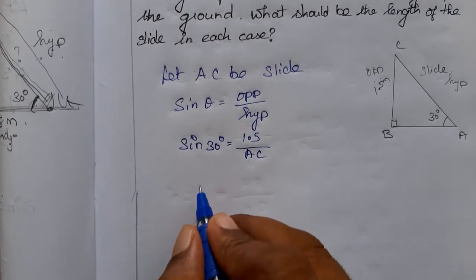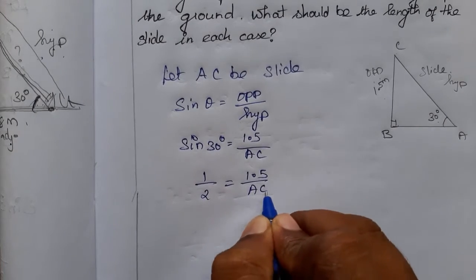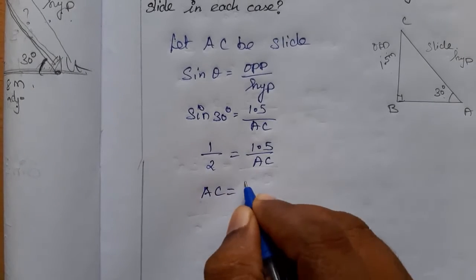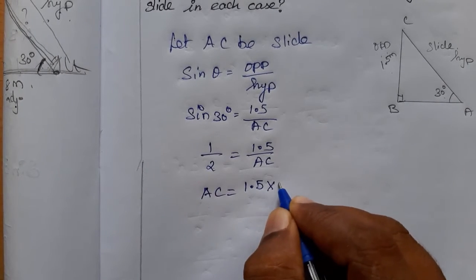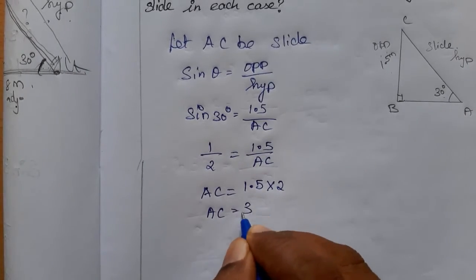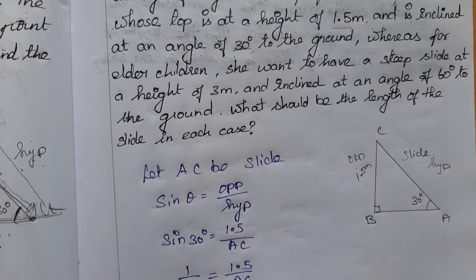And sine 30, we call it as 1 by 2, is equal to 1.5 divided by AC. So let me bring AC here and 2 here, it will become multiplication. So AC is equal to 1.5 into 2, that means 3. So AC is equal to 3 meter. So the slide for 5 years and below will be 3 meter.